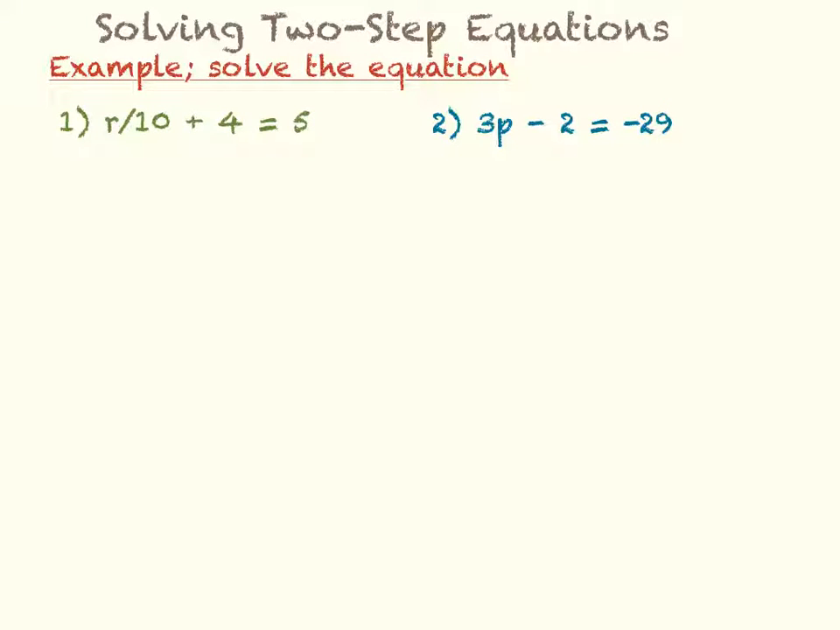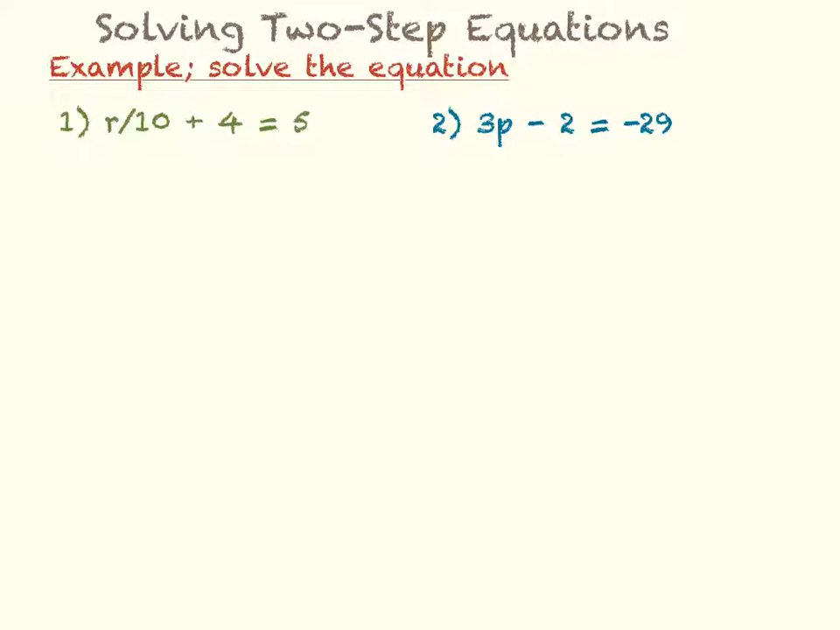Solving two-step equations. In these examples, you're going to have multiple steps of solving the equation. Instead of just one thing to undo, you're going to have to undo multiple things. A couple things to remember. When you are solving two-step equations, you want to always work outside in. So start with the thing that's furthest away from the variable, and then work towards the variable.